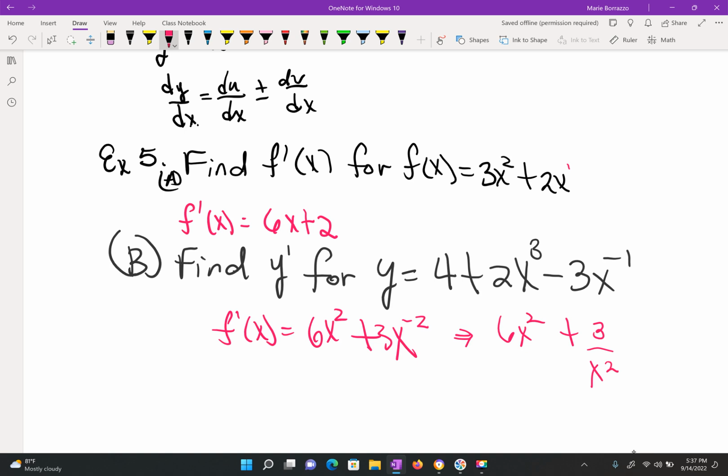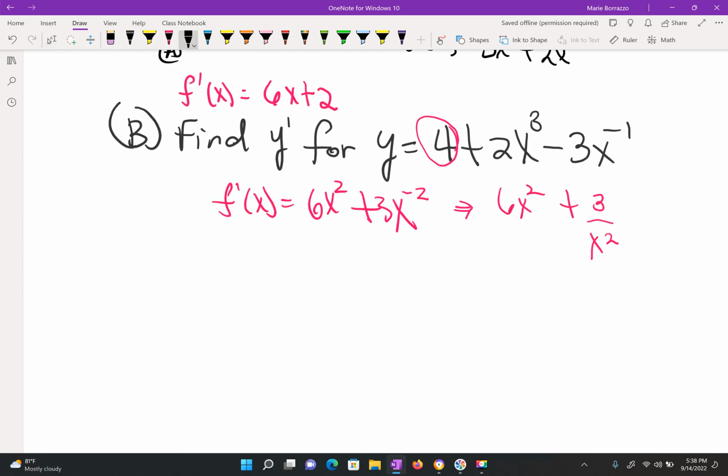Cool. Notice the constant. What was the constant? 4. After you took the derivative, the constant became 0. Yeah, 0. First thing you learned, right?